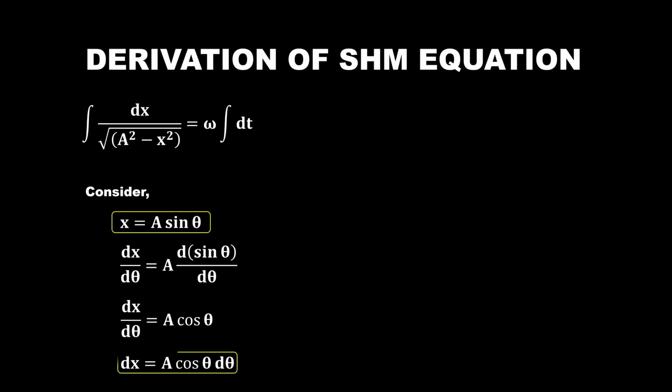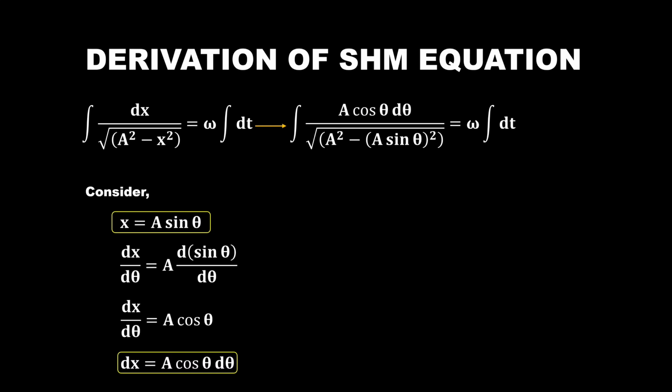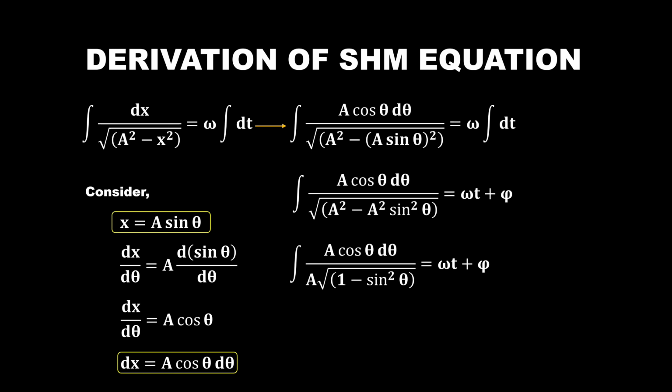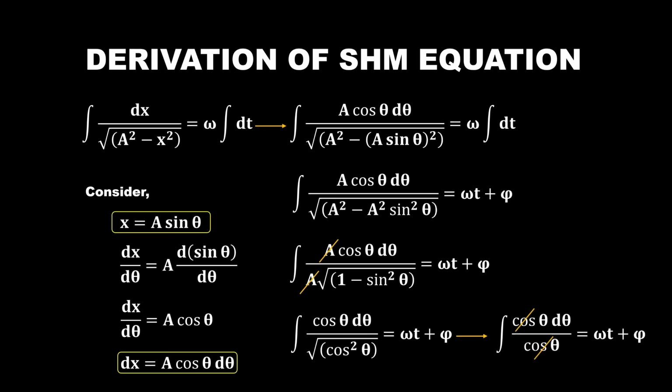Now just substitute x and dx in the above equation, we get integration of a cos θ dθ by root of a² - a² sin²θ. Integration of ω dt is ωt + φ, where φ is an integration constant. Just take a² as common and take it out of the root, we get integration of a cos θ dθ by a into root of 1 - sin²θ. A gets cancelled, 1 - sin²θ can be written as cos²θ. Take this cos²θ outside the root and cancel cos θ, cos θ.